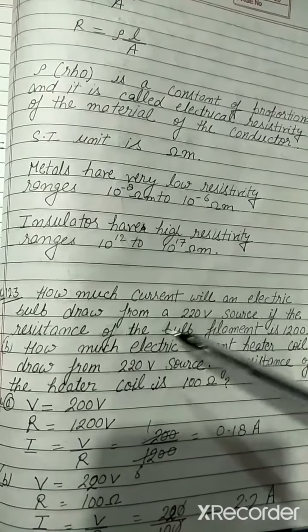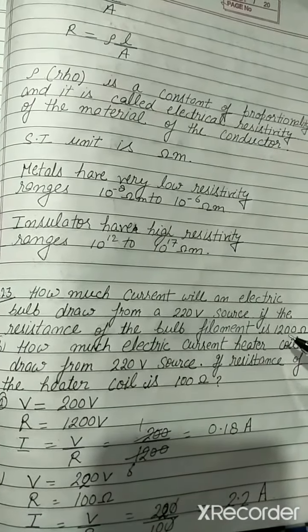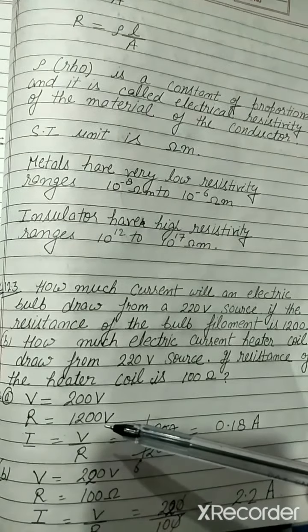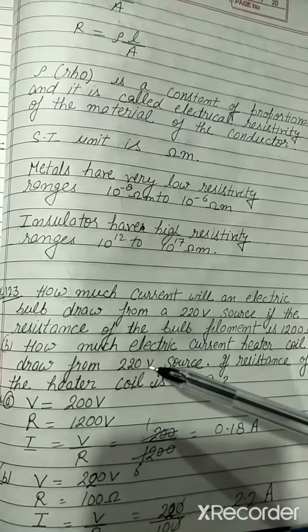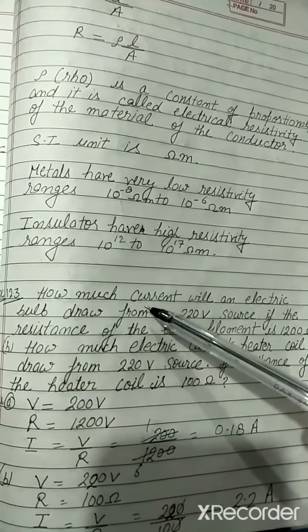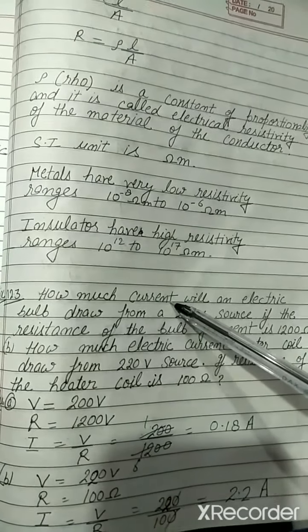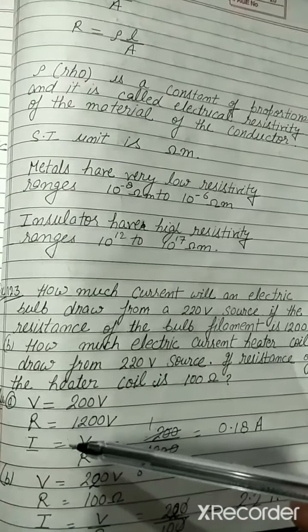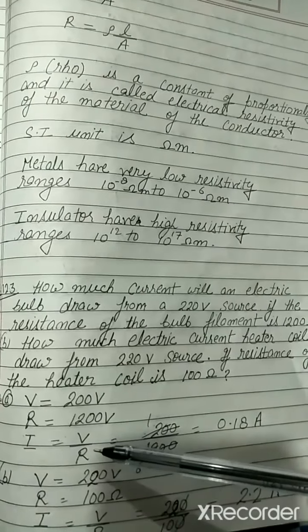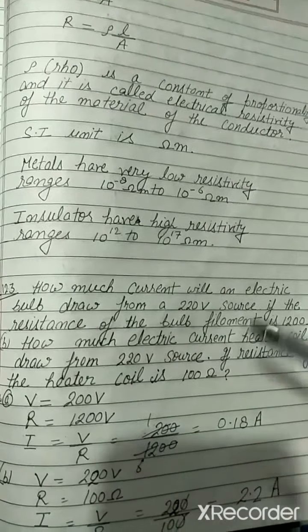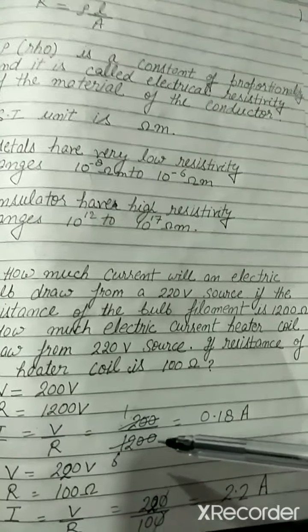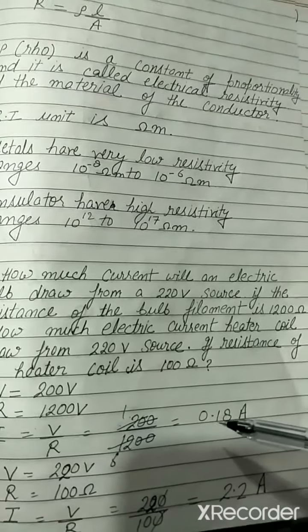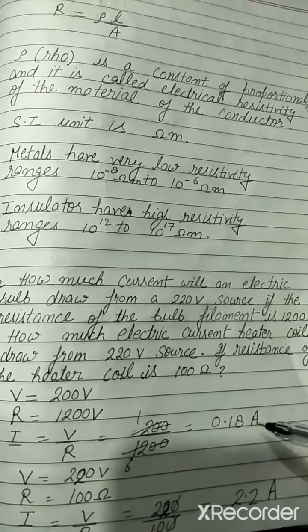R, the resistance of the bulb filament, is given as 1200 ohm. And we have to calculate the current, that is I, right? So I equals V by R, which we calculate from the relation. Putting in the values, we get 0.18 ampere as the current.